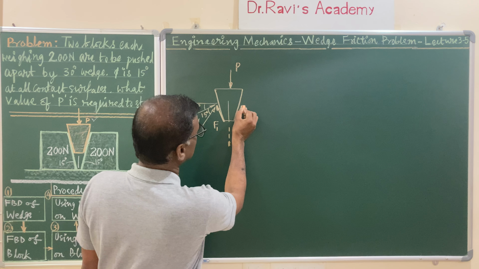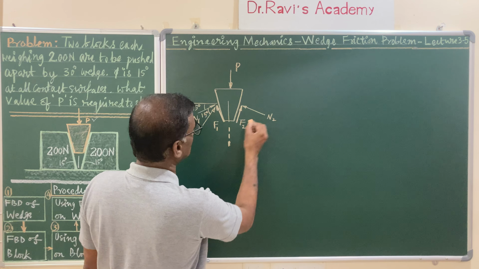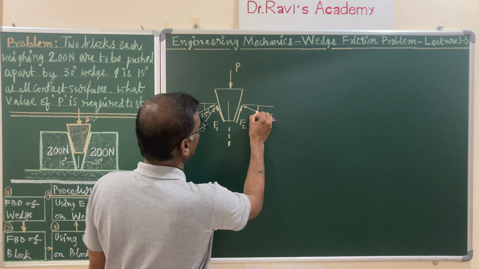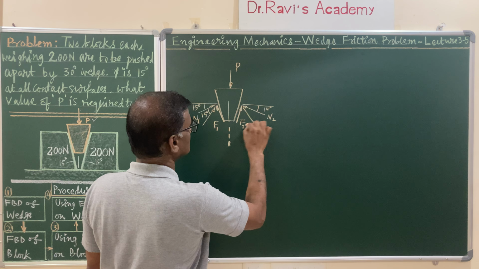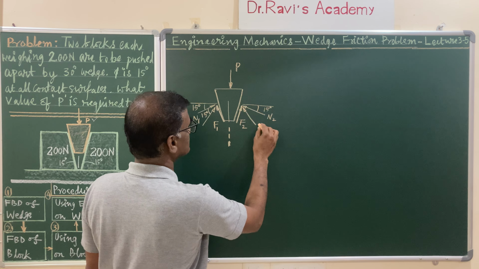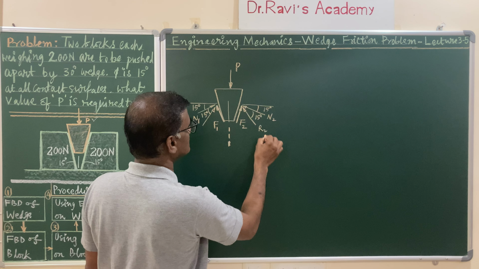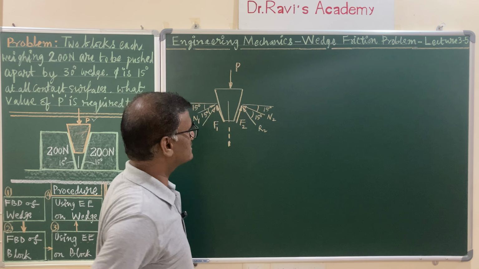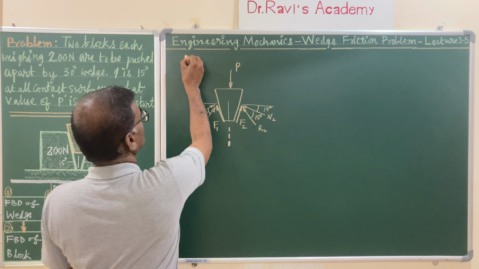Similarly, identically on the other side, you have a normal force N2 at an angle of 15 degrees with the horizontal, and the resultant of friction and the normal force, that is R2, at another angle of 15 degrees. So this R2 is at an angle of 30 degrees with the horizontal. So this completes your very first step.